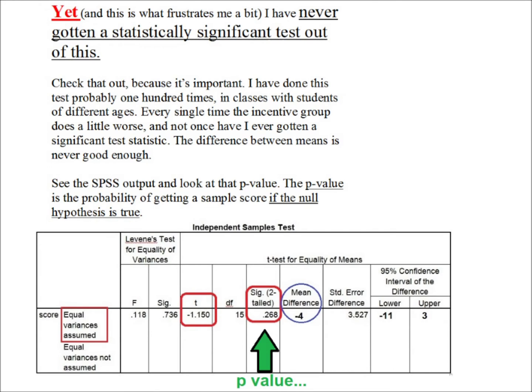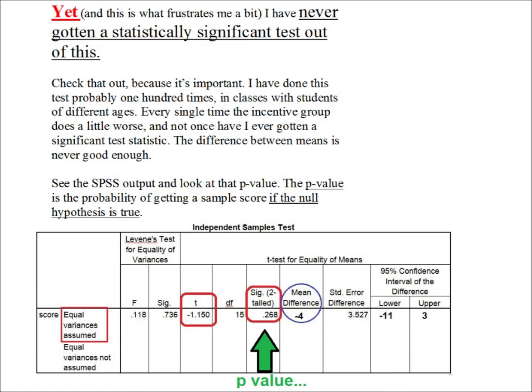And yet, this is what frustrates me. I have never gotten a statistically significant test out of this. And check that out, because this is important. I've done this test probably 100 times. In classes with students of different ages, every single time the incentive group does a little worse. And yet not once have I ever gotten a significant test statistic.